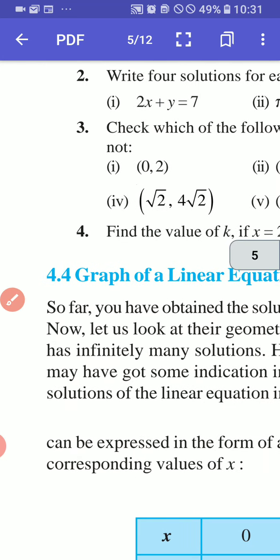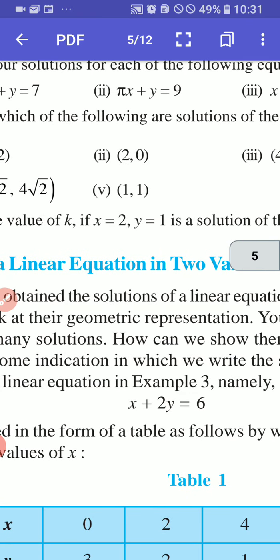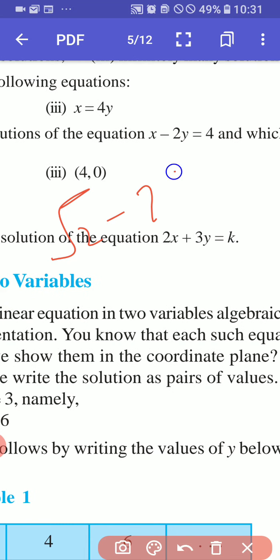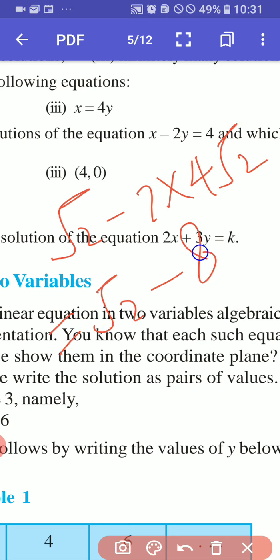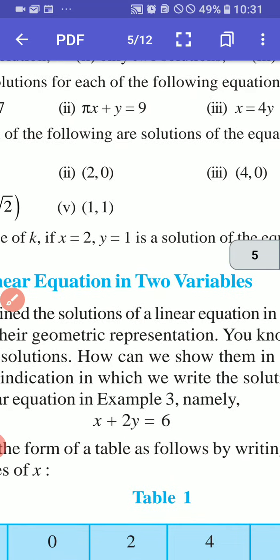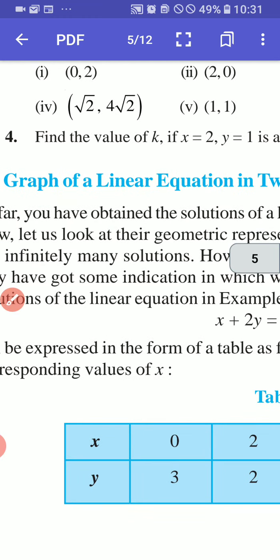Now come to the question number third, fourth part. Put x equal to root 2 and y equal to 4 root 2. Put x equal to root 2, y equal to 4 into root 2, equal to root 2 minus 4 to the 8 root 2 equal to minus 7 root 2, right, not equal to 4. So therefore the fourth part is not a solution of given equation. Check it for same with the fifth part. You can find out the required condition.